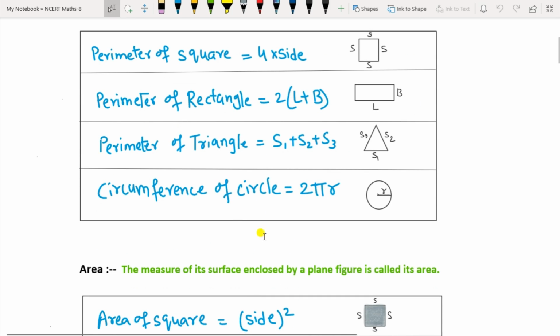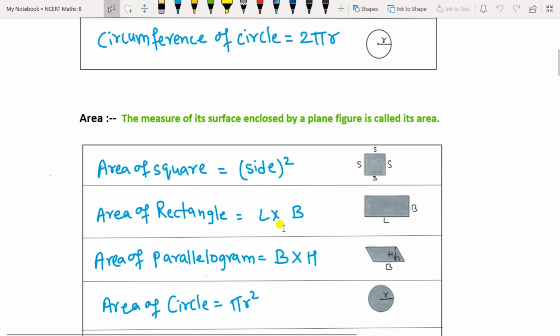Then for a circle, the perimeter is written as circumference. It is one and the same. The circumference of a circle is given by the formula 2 pi r. Now what is area? The measure of the surface enclosed by a plane figure is called the area. Perimeter was the boundary, and area means the surface inside that boundary. So the dark surface I have shown in this figure is the area.